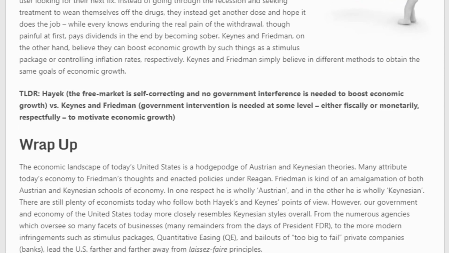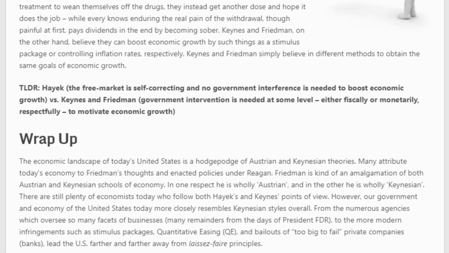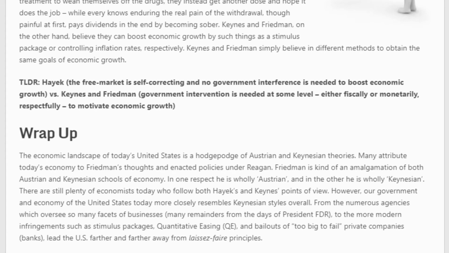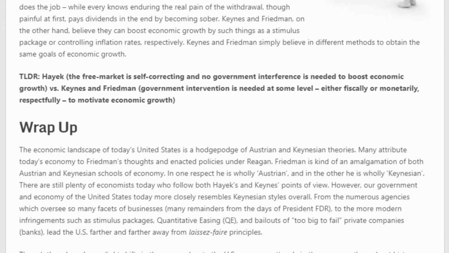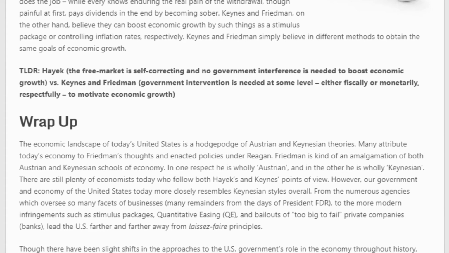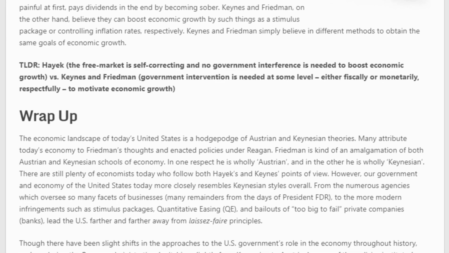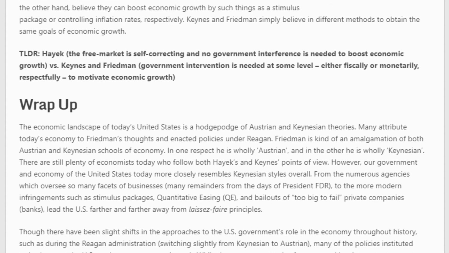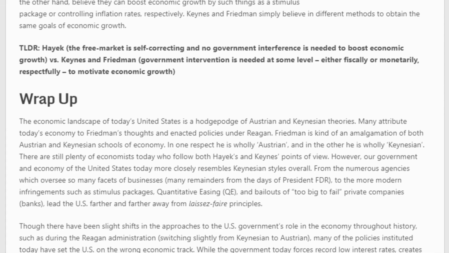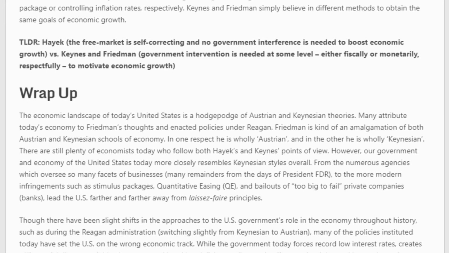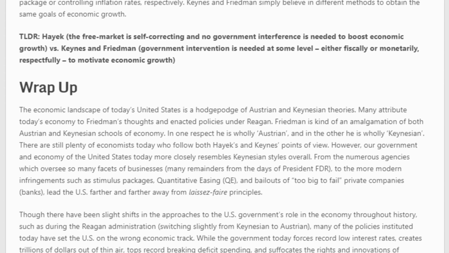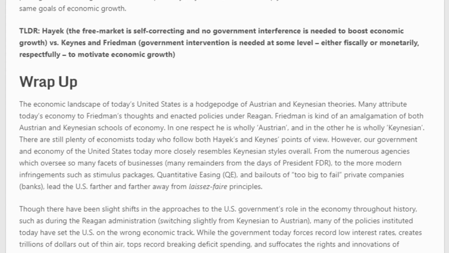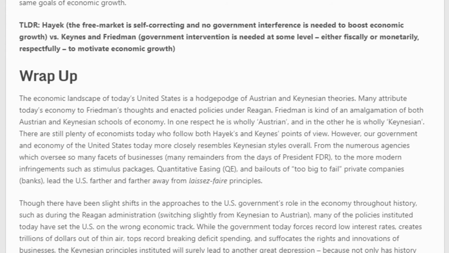To wrap things up, the economic landscape of today's United States is a hodgepodge of Austrian and Keynesian theories. Many attribute today's economy to Friedman's thoughts and enacted policies under Reagan. Friedman is kind of an amalgamation of both Austrian and Keynesian schools of economy. In one respect, he is wholly Austrian, and in the other he is wholly Keynesian. There are still plenty of economists today who follow both Hayek's and Keynes' points of view.